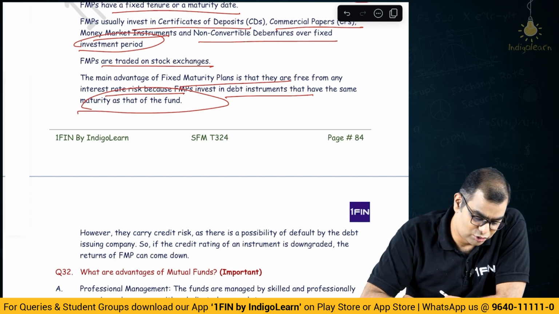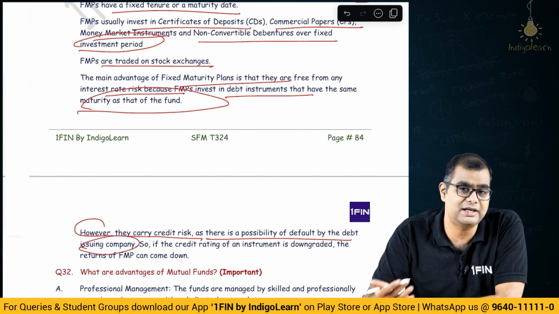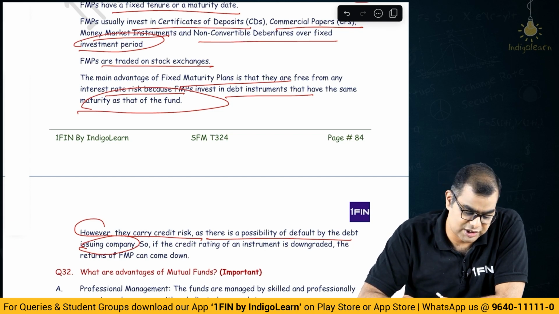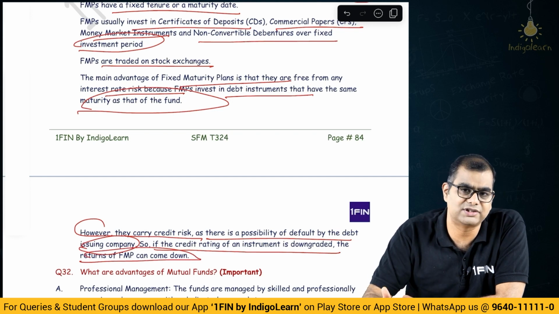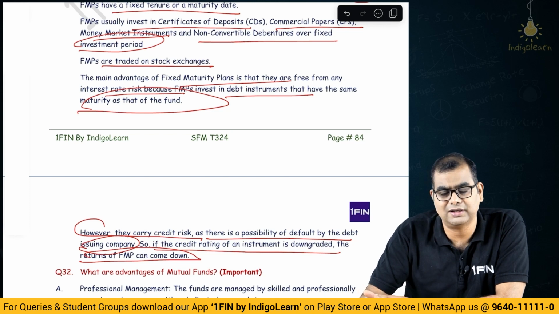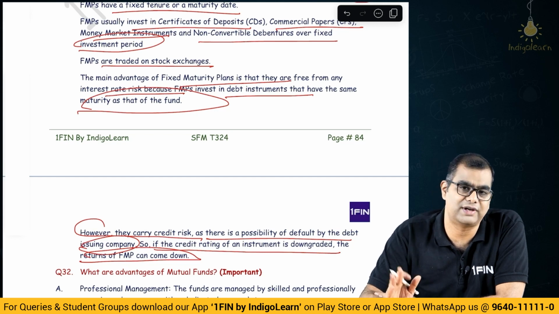However, they carry credit risk as there is a possibility of default by debt issuing companies. The only risk that they face is actually the credit risk and not necessarily interest rate risk or any change in price due to changes in market conditions. So if the credit rating of an instrument is downgraded, the returns of an FMP can also come down. Even if you have invested till the maturity date, if the particular company's debt becomes worthless because of a downgrade in credit rating, then you may as well sell it off in the market, in which case you will actually make a loss.